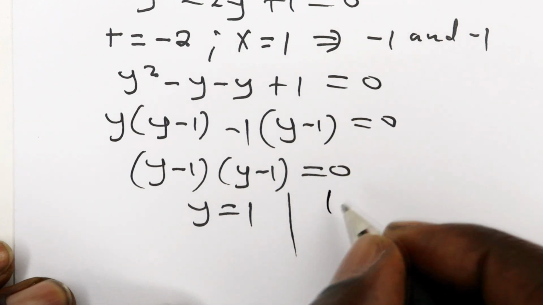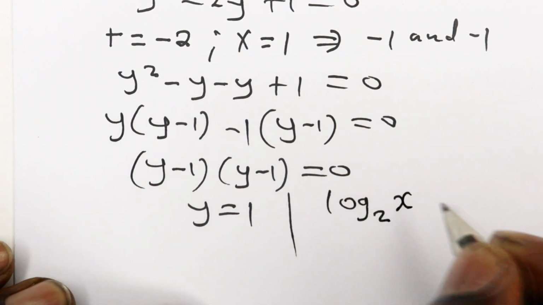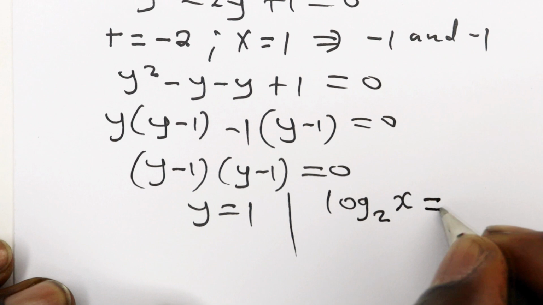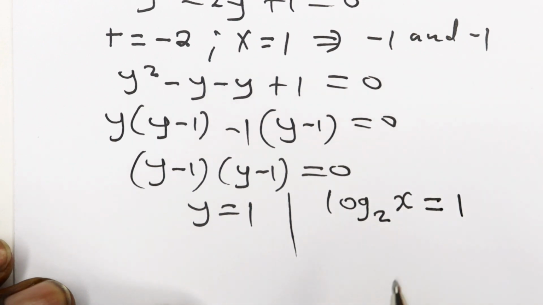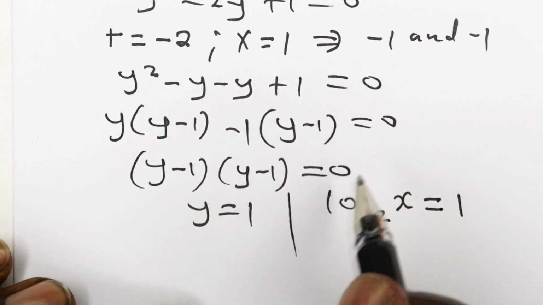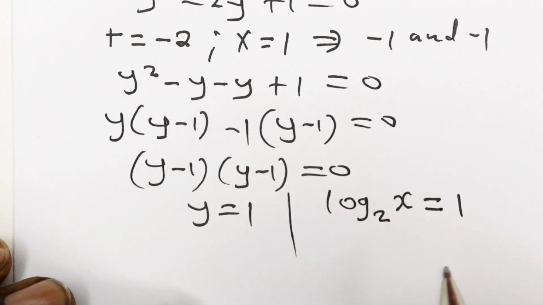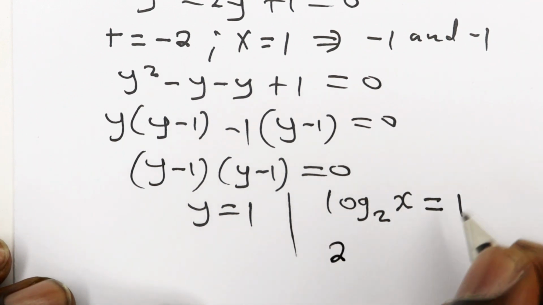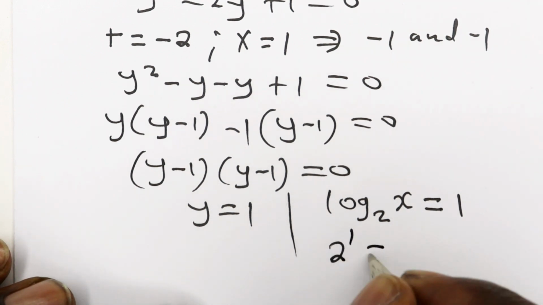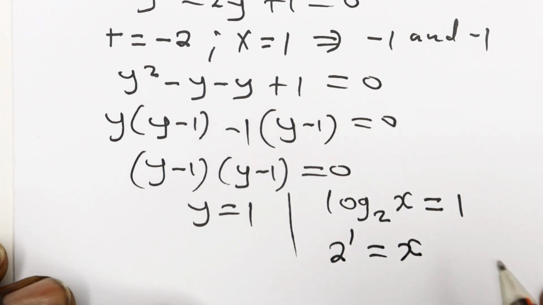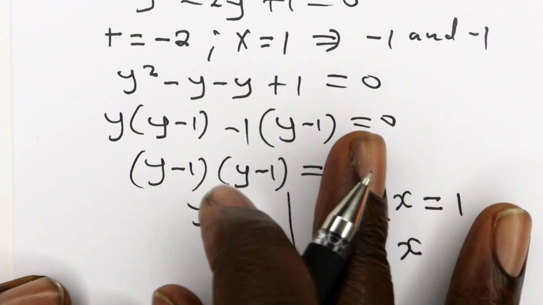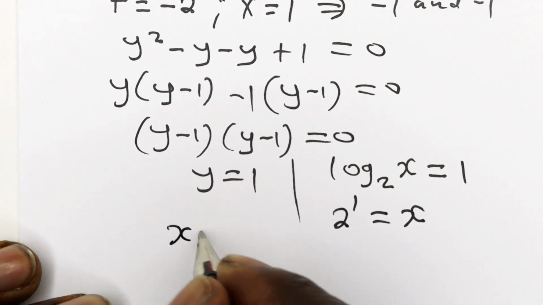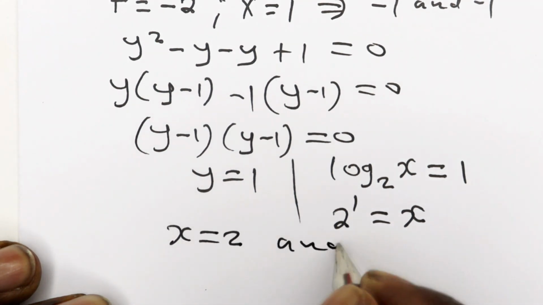But remember, you said that y was the same as log to base 2 of x. So that is what we found to be equal to 1. So you can rewrite this in index notation, where the base is 2, the power is 1, and that's equal to x. So it means x is equal to 2. So the solution is x is equal to 2.